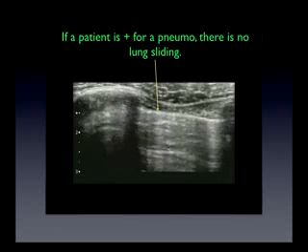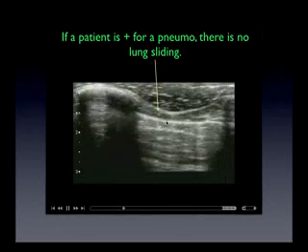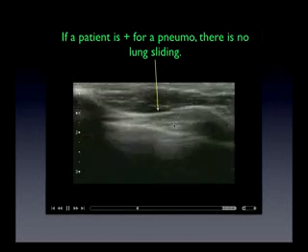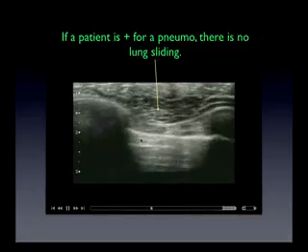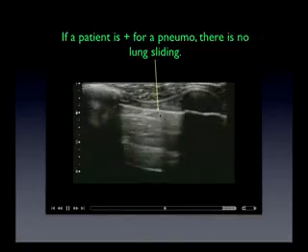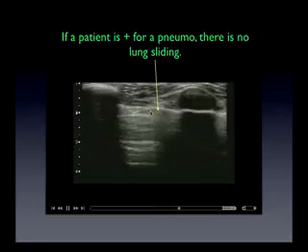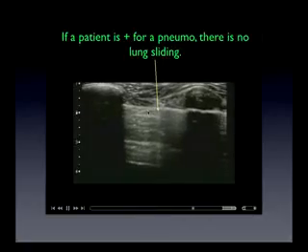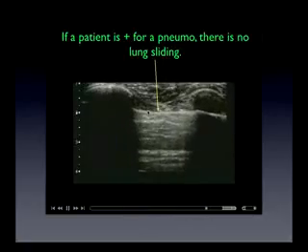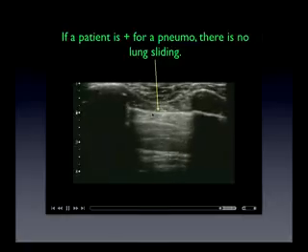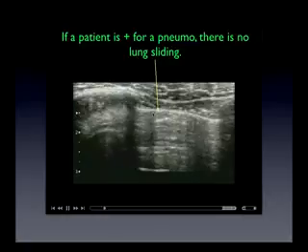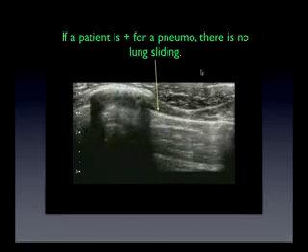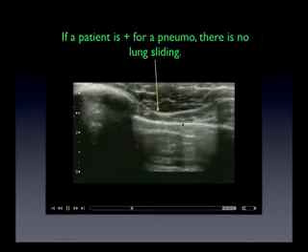Now, if a patient has a pneumothorax and we look at this line, there's no movement whatsoever. Again, over here, no movement of this line whatsoever. This is a classic visceral parietal interface for a pneumothorax. Same here. No movement.